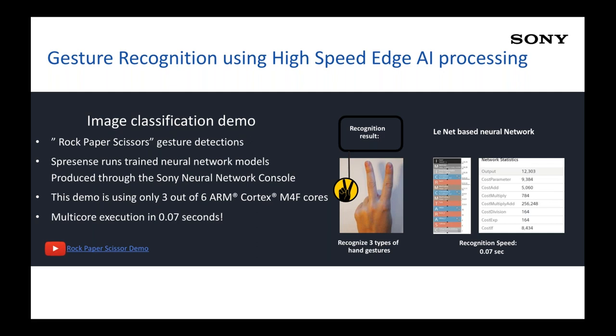So what is the expectation? I need to detect the gesture of my hand. We use the Spresense camera, so if you show the scissor, it shows on a little LCD that this is a scissor, or if it's rock, it shows this is a rock. The important thing here is that this is a very simple example, but what I want to tell you is this demo is only using 3 out of 6 ARM cores, and just using 3 cores, the execution time is only 0.07 seconds. So this is really fast.